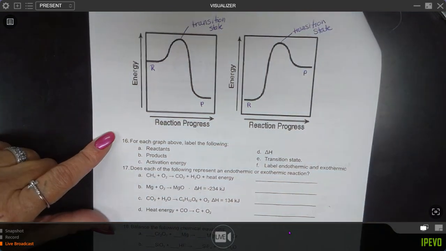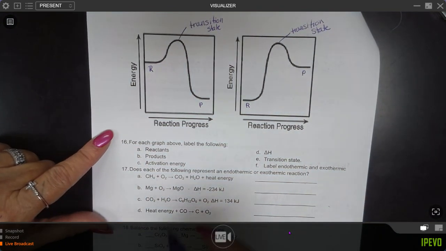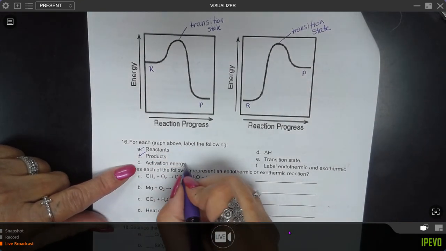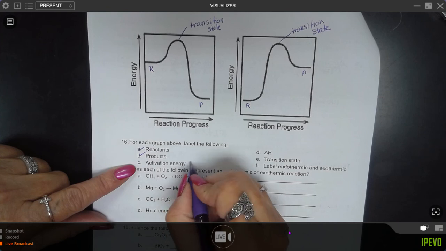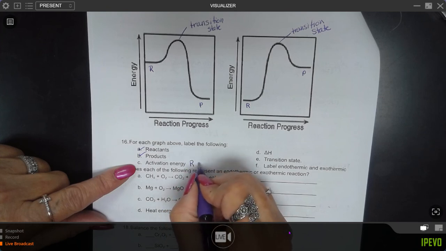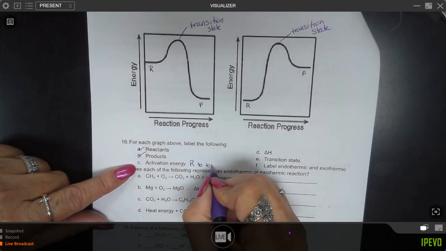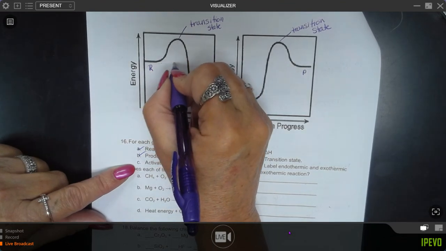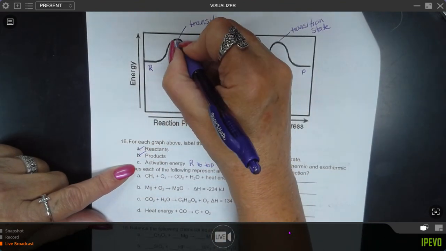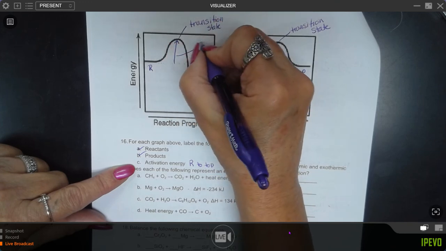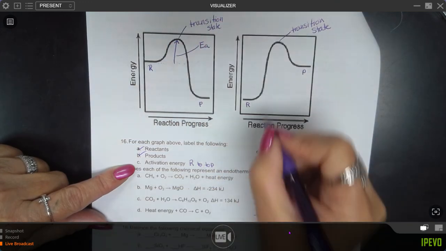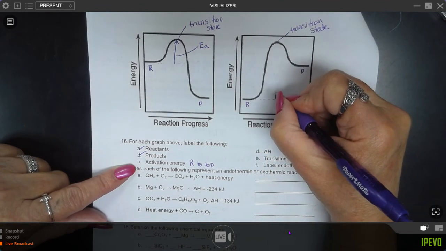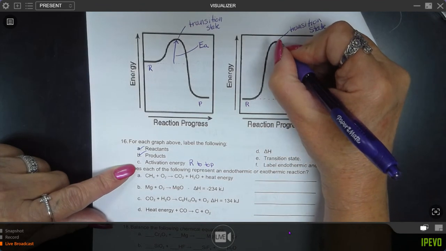Okay. What else? So we've got reactants, products, activation energy. So remember, activation energy is always from the reactants to the top. Okay. So in this case, our activation energy is going to be this.